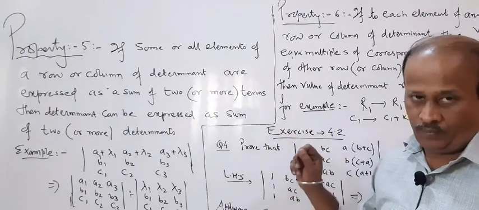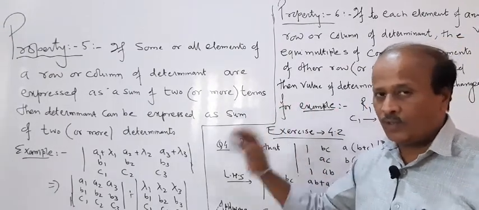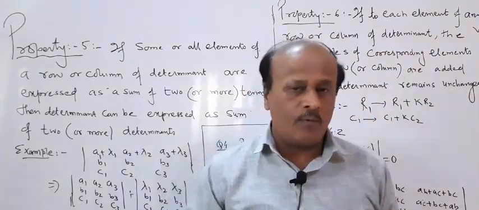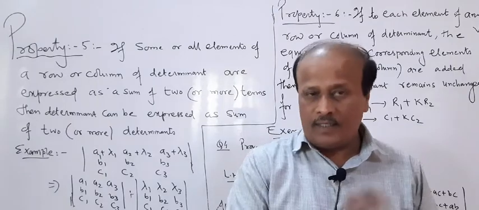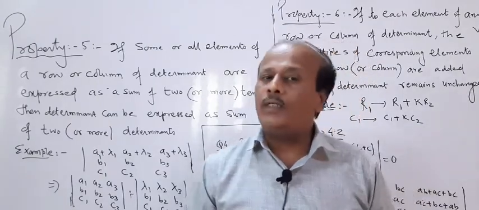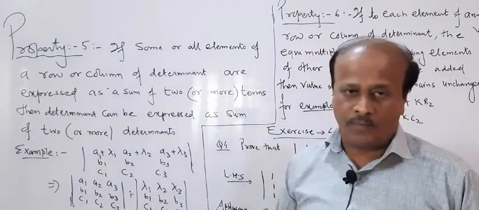That also I told you. Properties number 4, 5, 6, you remember, most of the questions will be solved with 4, 5, 6. What is property number 4? If you multiply any row or column by a k, automatically the value of the determinant will be multiplied by k. That is property number 4.